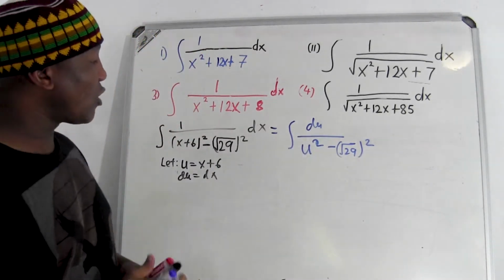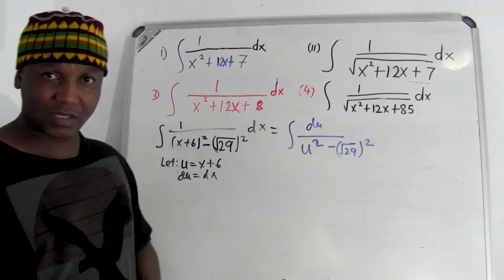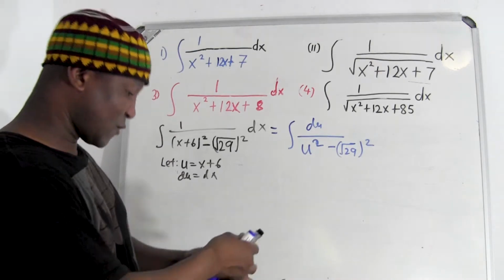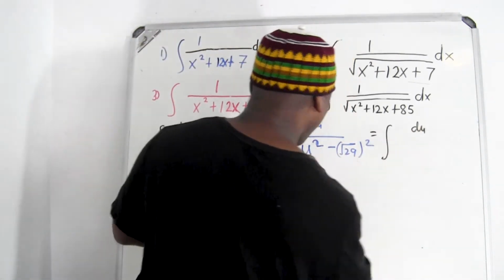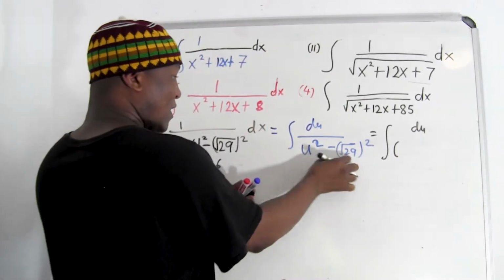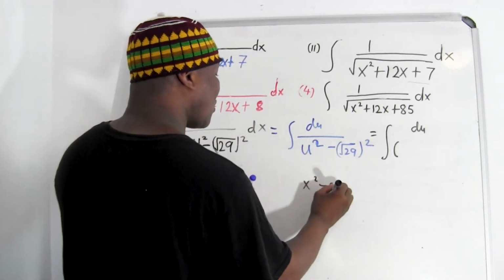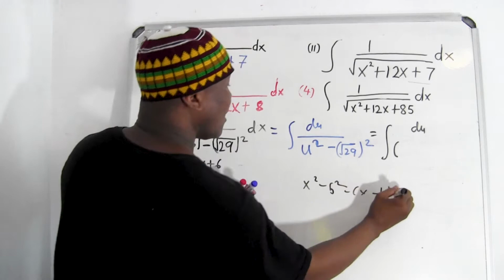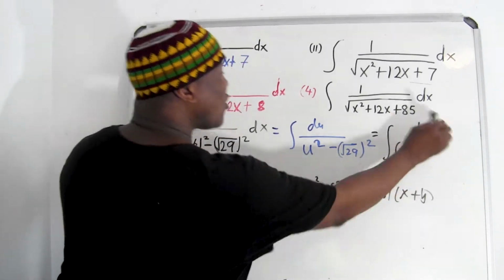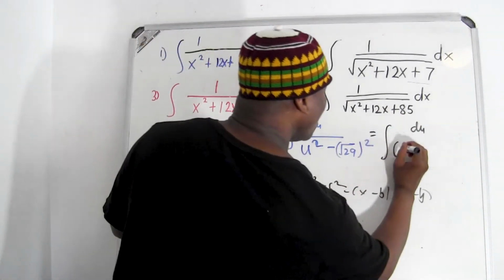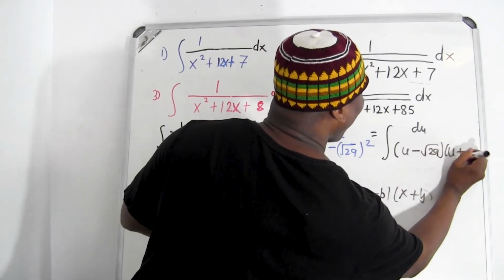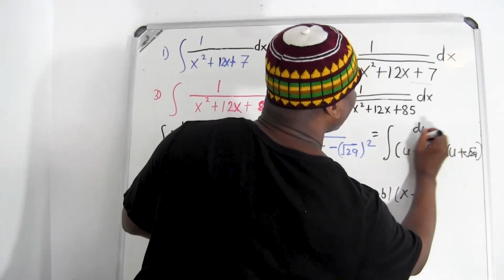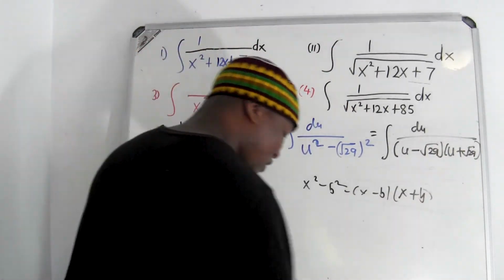you see, now we're going to use partial fraction. Difference of two squares is going to be partial fraction, because this time we say integral du, and then I can say bracket. If somebody gives you x squared minus b squared, this time we say x minus b, and then x plus b. So I'm going to use the same tactic here. I'll say, okay, this is going to be u minus square root of 29, u plus square root of 29 bracket, and then du.